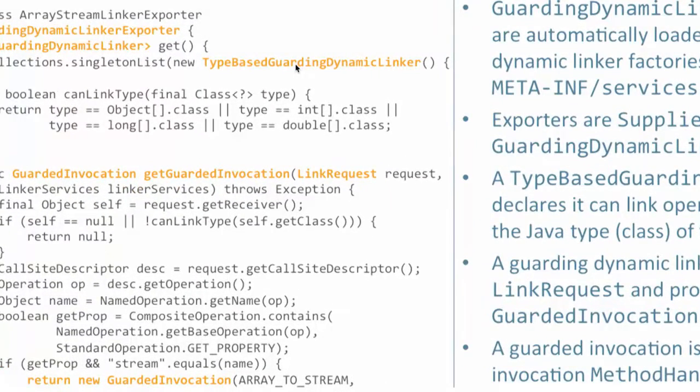I'm zooming in a bit. A type-based linker because it should respond to certain types only. And the types we want to respond to are array types, as we want to add this .stream property to Java arrays. The implementation is done in this method here, canLinkType. And as you can see, what it does is it simply checks if the type that's coming in is an array type, and if so, it will return true, if not false, and then the linker will pass on the request to the next linker in the chain.